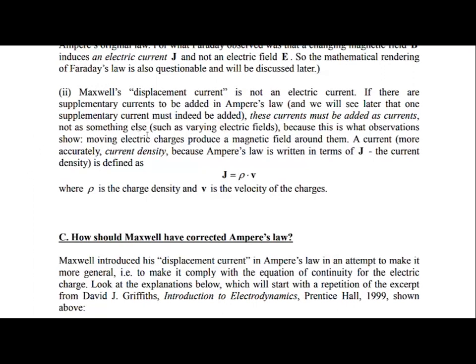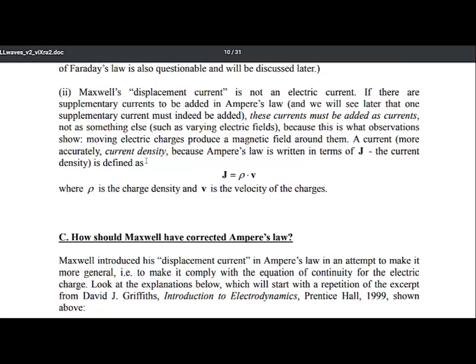Moving, changing electric charges produce a magnetic field around them. A current, more accurately current density, because that's what that J means, is defined as charge density, this little rho here, whatever the Greek symbol for that is, times velocity. So current density is charge density times velocity. So current is charge in motion.